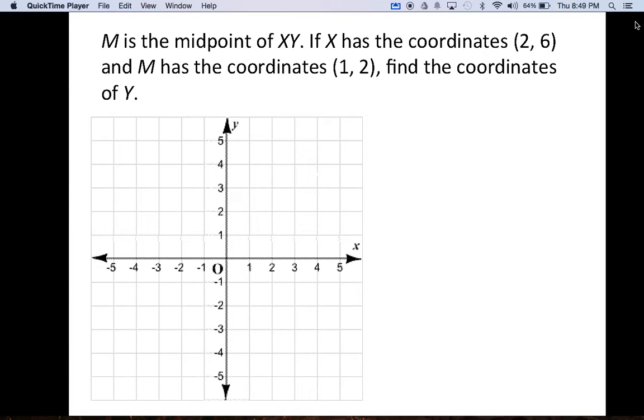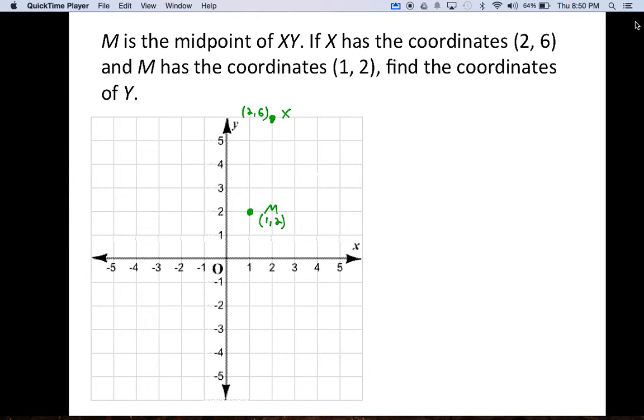So I'm going to go over 2, up 6. So there's point X at (2, 6). And M has the coordinates (1, 2). So I'm going to go over 1, up 2. That's point M. And it asks us, find the coordinates of Y.